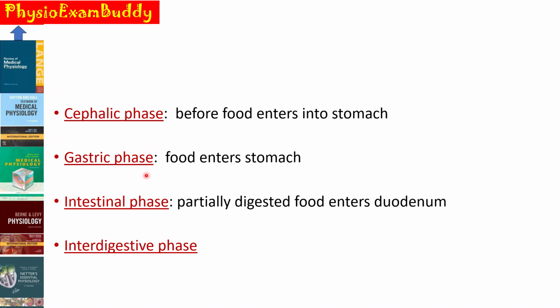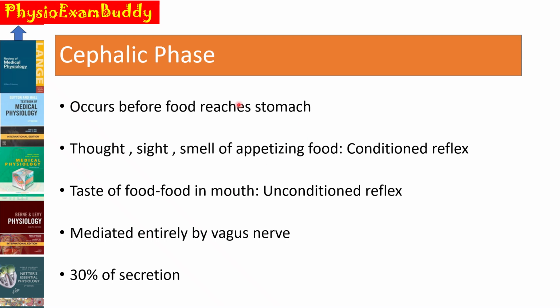And the secretion happening when the food enters the stomach is the gastric phase. And when the partially digested food enters the duodenum from the stomach, the gastric secretion again occurs in the stomach, which is known as the intestinal phase. And in between these, certain secretion also occurs in the stomach, and that phase comes under the interdigestive phase. We will see in detail the different phases.